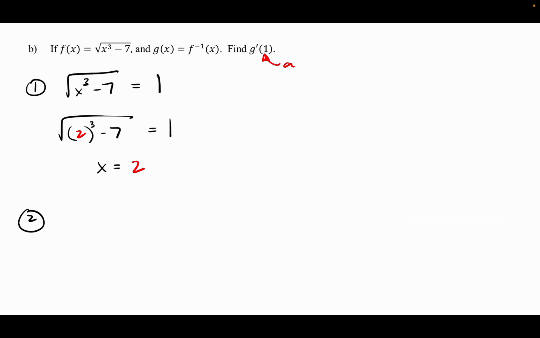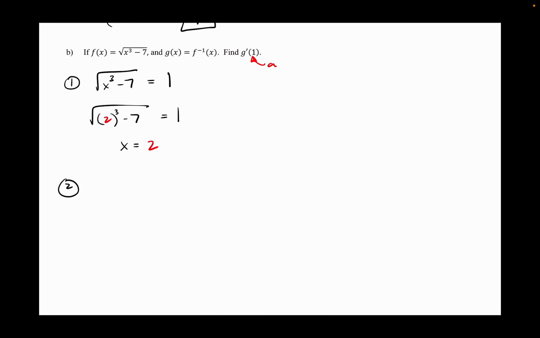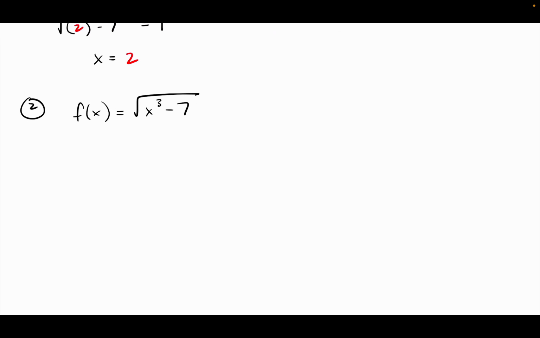Step 2. Find f prime of x. So f of x is this guy. I need to find the derivative. So what am I going to do to find the derivative? Use the chain rule. I'm going to have to use the chain rule after I rewrite it, because I don't want a root, I want a power. So you're going to go x to the third minus 7 to the positive 1/2.